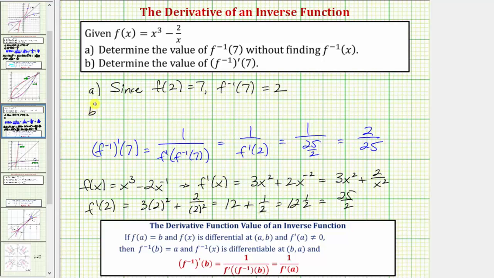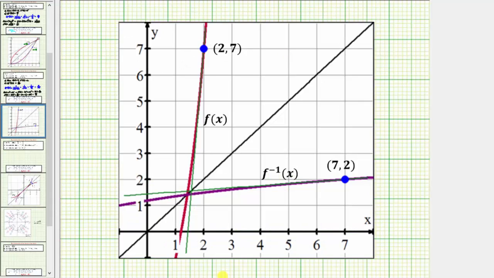So for part B, the derivative of f inverse at x equals 7 is equal to 2/25. We could also say f inverse prime of 7 equals 2/25. Going back to our graph one last time, we just found the slope of the tangent line to the inverse function at the point 7, 2 is equal to 2/25, which is equal to the reciprocal of the slope of the tangent line to the original function at this point here, where the slope was 25 halves. I hope you found this helpful.